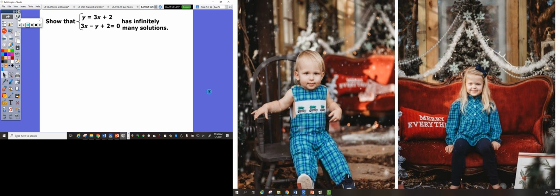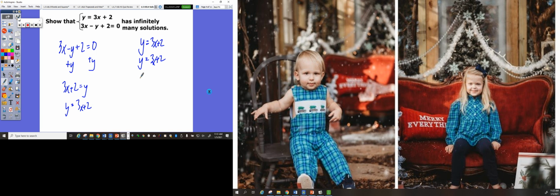We come over here and say, this has got an infinite number of solutions. So basically this has got to be the same equation. If I take 3x minus y plus 2 equals 0 and put it in slope-intercept form by adding y to both sides, then I have 3x plus 2 equals y, or y equals 3x plus 2. If I rewrite this system, then of course we have the same equations, and therefore the same lines, an infinite number of solutions.